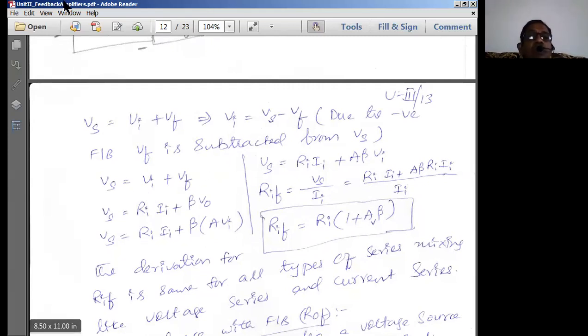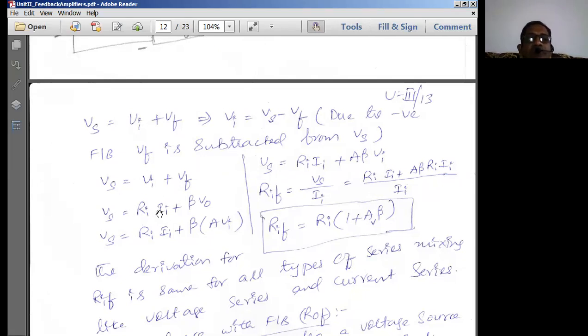Now, what is the overall thing I want? I want to get the input resistance with feedback. What is most important is that we have to get the input resistance, that means the Ri parameter. So that is why we should try to get it in terms of Ri. The same equation Vs is equal to Vi plus Vf can be represented in terms of Ri, something like this. What is Vi?